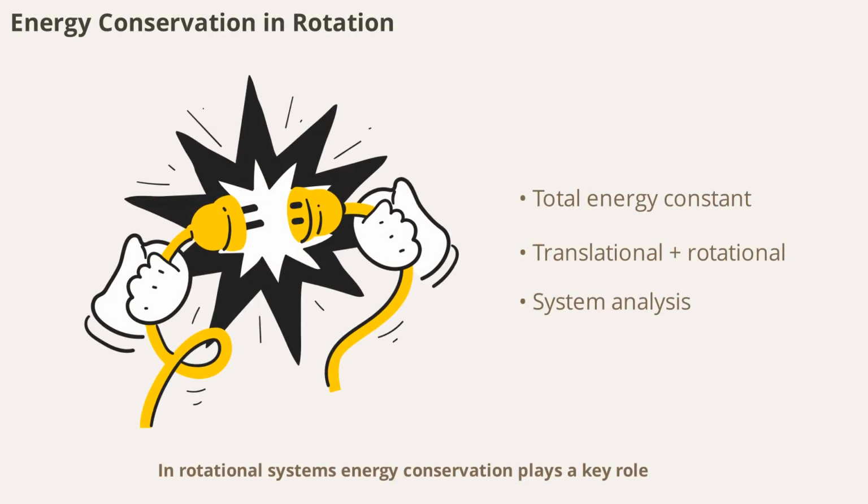In rotational systems, energy conservation plays a key role. The total mechanical energy, including both translational and rotational components, remains constant in the absence of external forces. This principle is essential for analyzing the motion of wheels, gears, and other rotating objects.